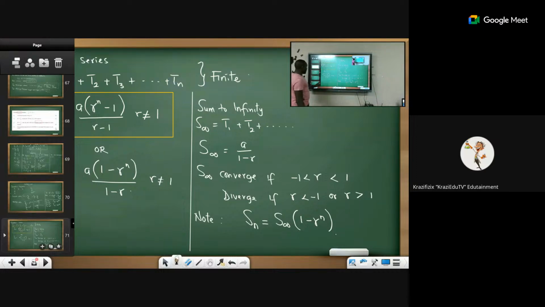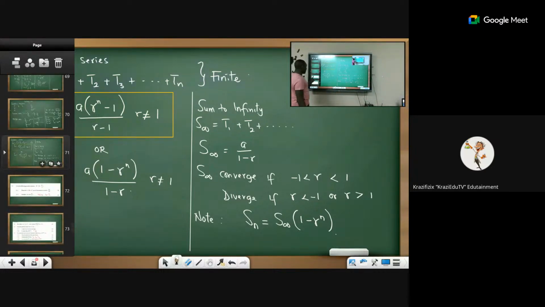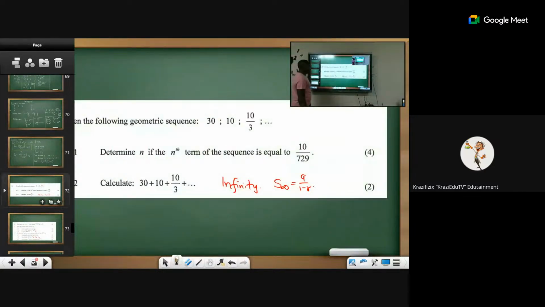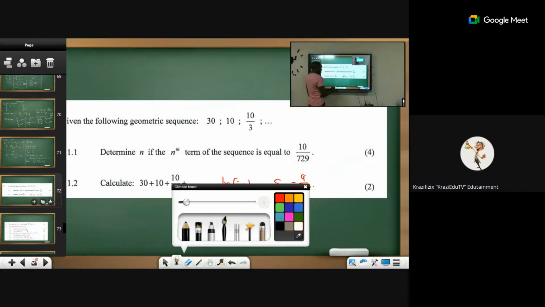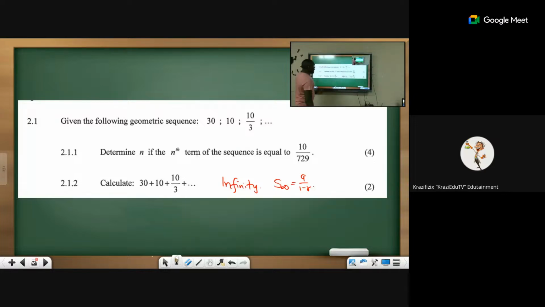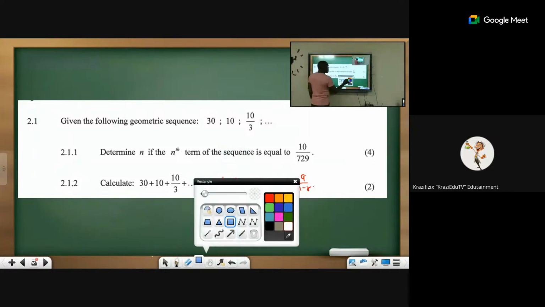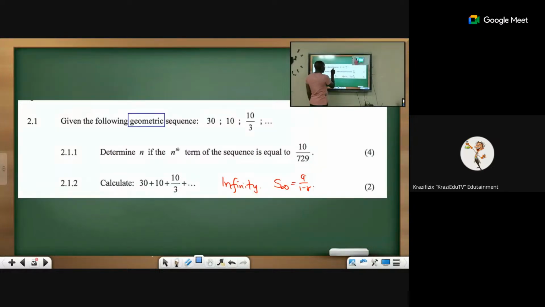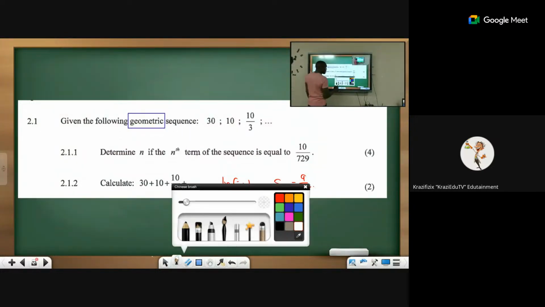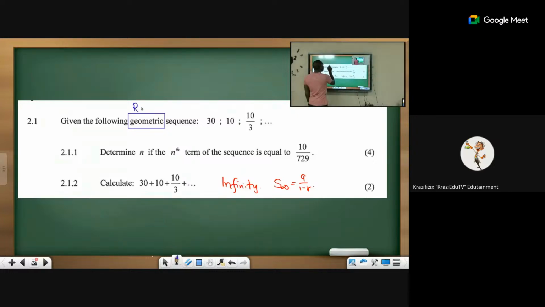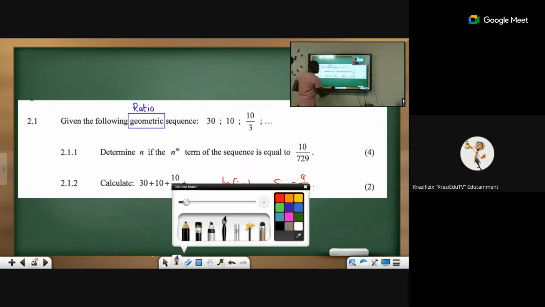So we can start. Okay, let's look at this one. Like I said, very slowly this morning. Given the following, please make notes of the type of sequence you are given. It's a geometric, so I know I'm talking about what? A ratio. Determine n. If the nth term of the sequence is equal to, determine n means number of terms. Okay. What is the formula?